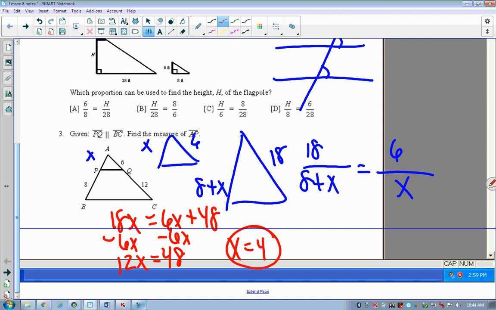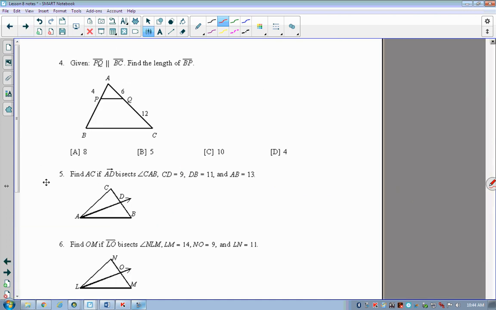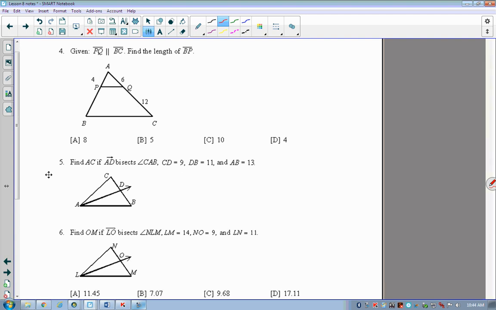X over 8 equals 6 over 12. Anyway. Okay. Let's see. I want to actually get down to number 5, because what's funny about number 4, as you'll notice, is it's all the same thing, except we're just missing this part. With the same numbers, then we know that PB is going to be 8, right? So it doesn't really do us a whole lot of good to do that.